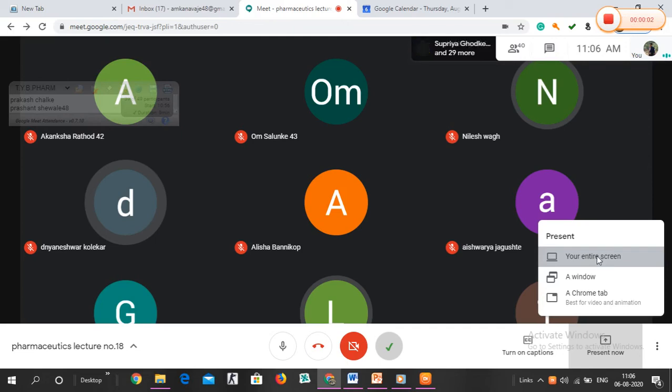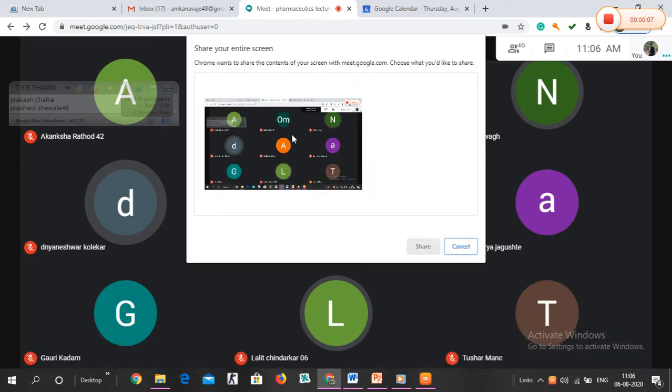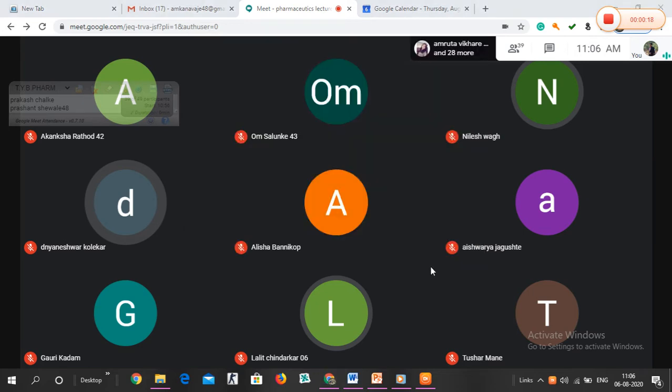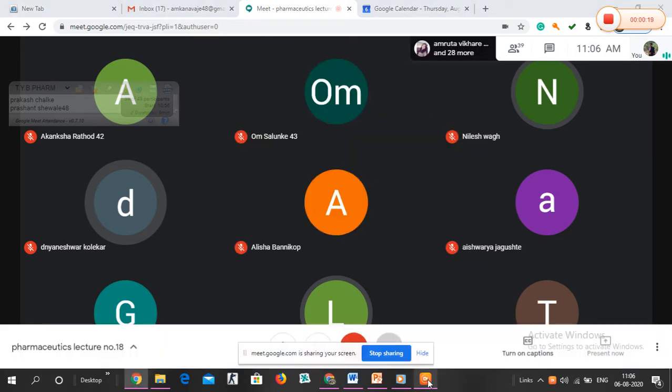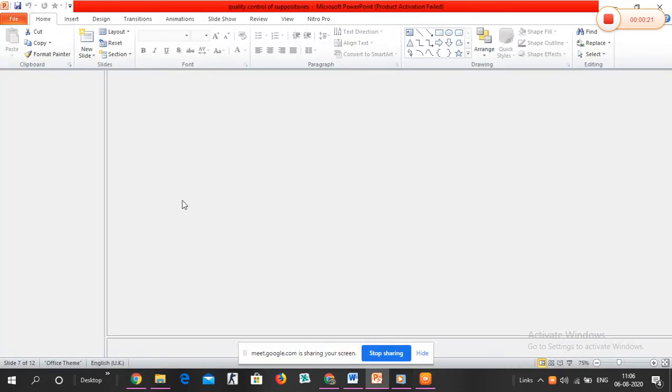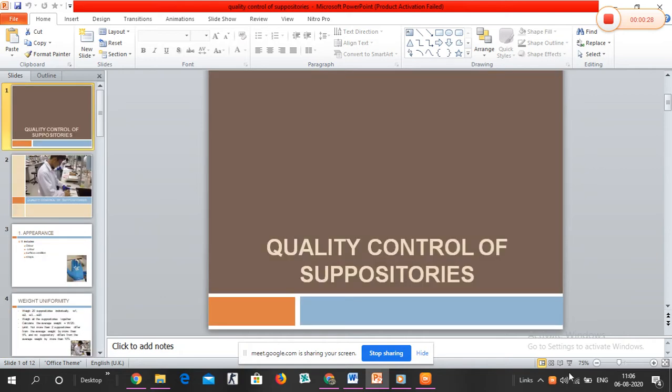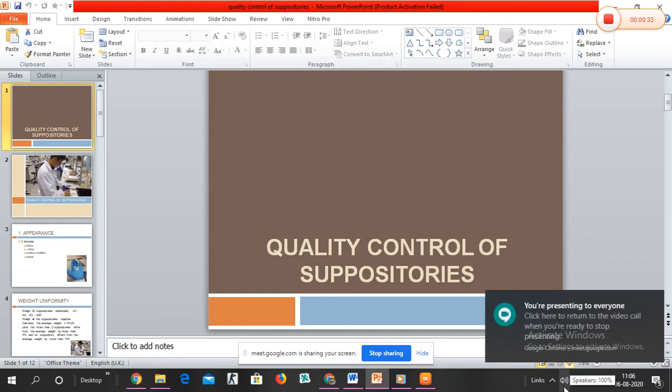Okay, so in the last lecture we covered the different manufacturing processes used for the manufacturing of suppositories, which include the fusion method, the cold compression method, and the hand rolling method. Today we will discuss the different quality control tests for the evaluation of suppositories. So let's see one by one what the different quality control tests for suppositories are.